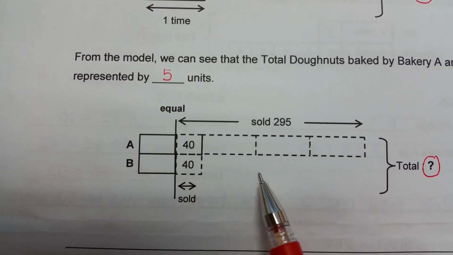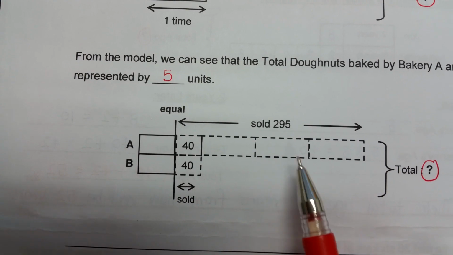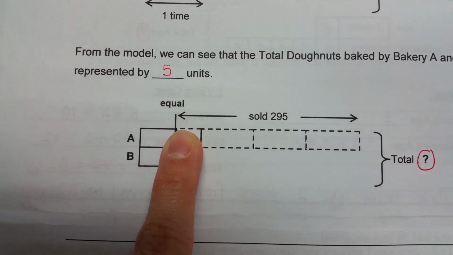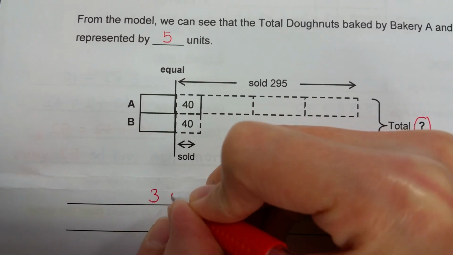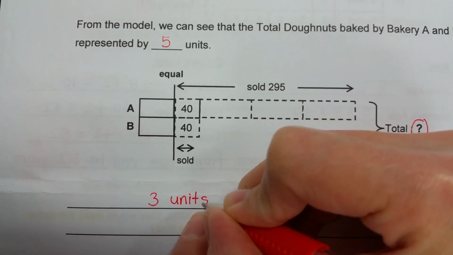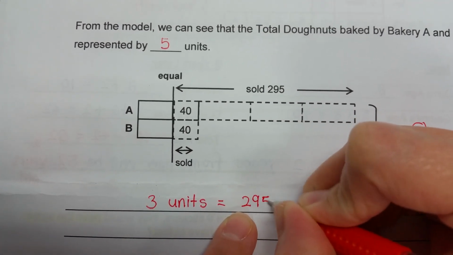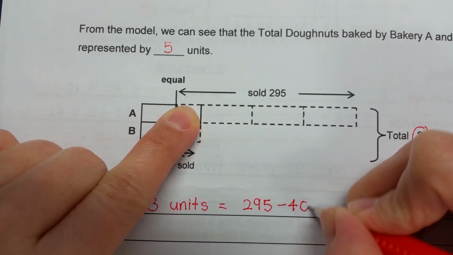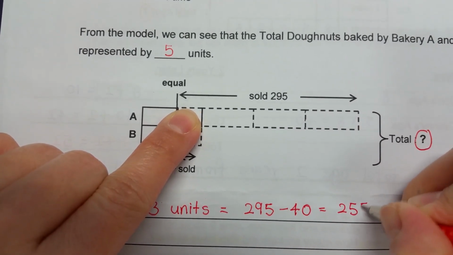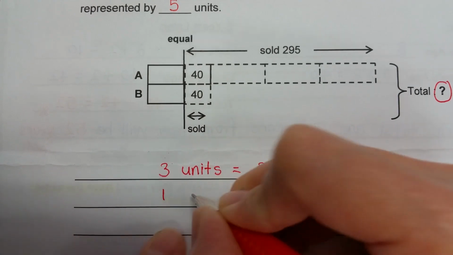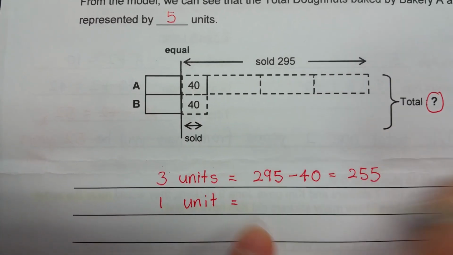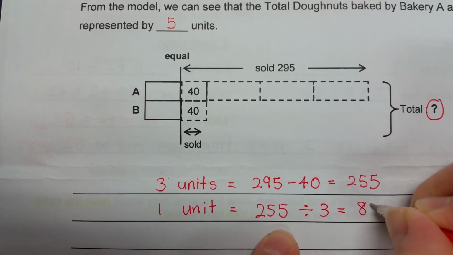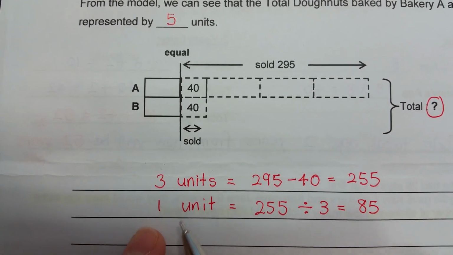Once you have done this, you will be able to see that to find these 3 rectangular dotted boxes, I can simply show its value by using 295 subtract this 40 here, and I end up with 255. Then I can go on to solve for 1 unit, which works out to 255 divided by 3, equals 85. But this is not what I'm solving for.